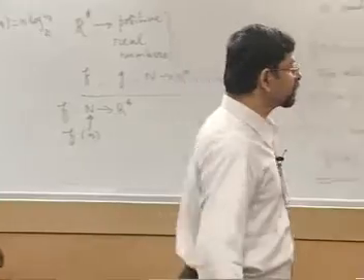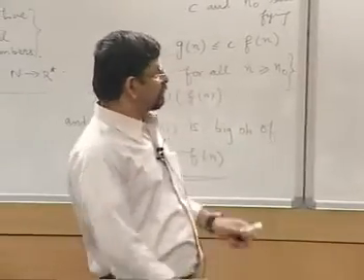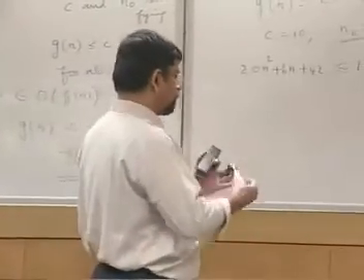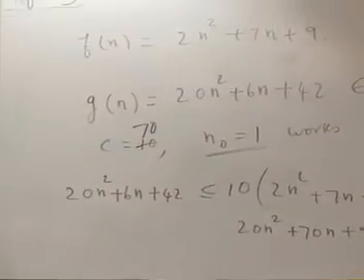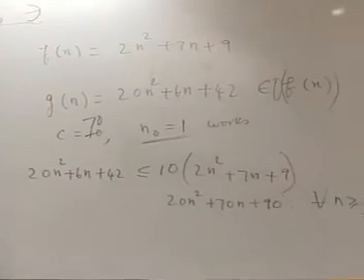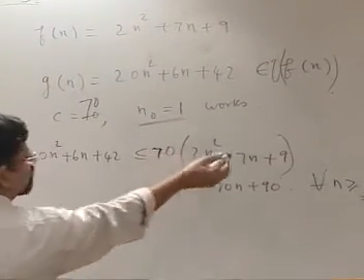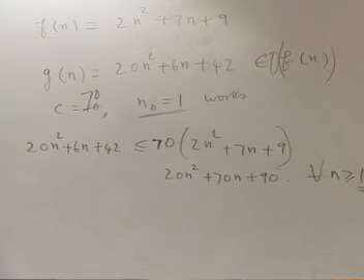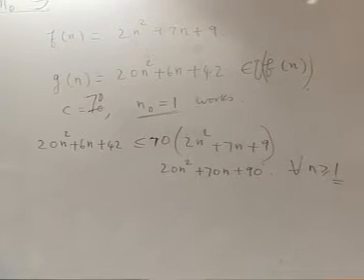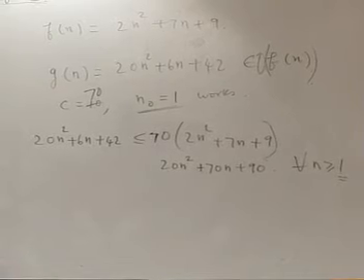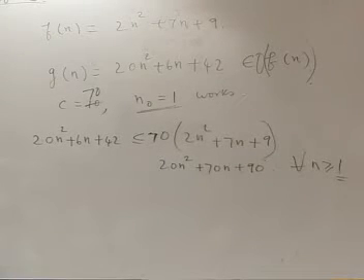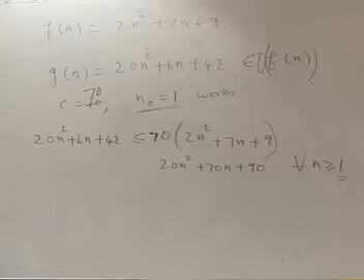Okay? So here I could have taken C equal to even 70. Even that would work. Obviously 20n square is less than or equal to 70 times this. That also works. Any C you can choose, as long as you are able to demonstrate such a C. Okay, you say that this is big O of f of n.